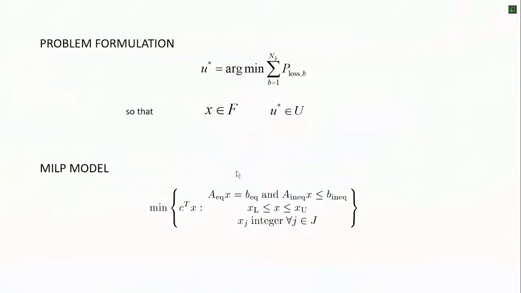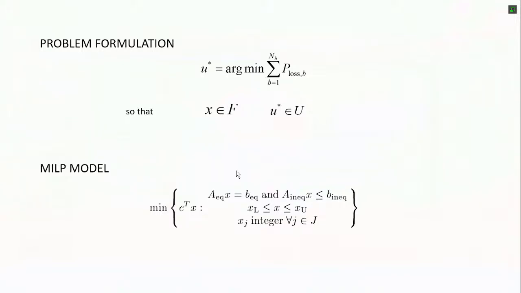The minimum losses. So which are the branches that are on and off? The branches on and off, so the configuration, is U. It needs to be included in the set of all the configurations that are radial. So this is limited just to the radial configurations.